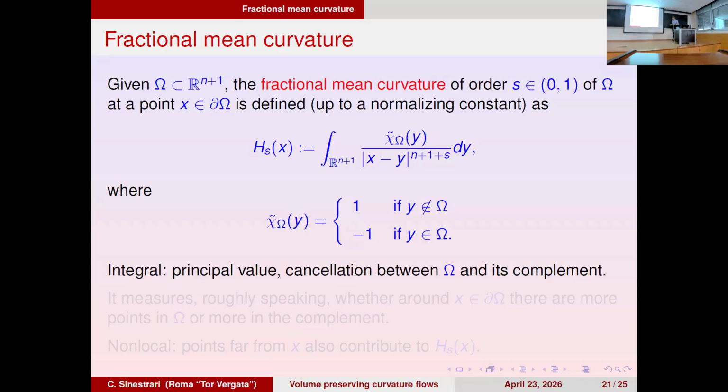So you see there is this integral where you have a singular kernel. This is even a divergent function because of the power, but you consider it with the opposite sign. This is the characteristic function with opposite sign in the set and in the complement. So basically you make the difference of the contribution in the set and the contribution in the complement.